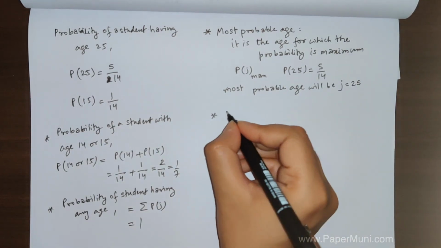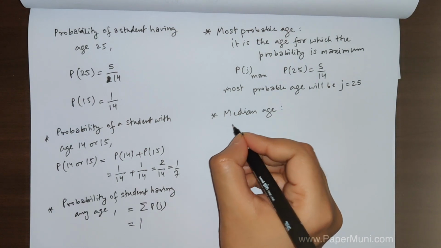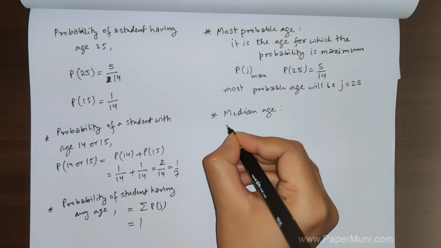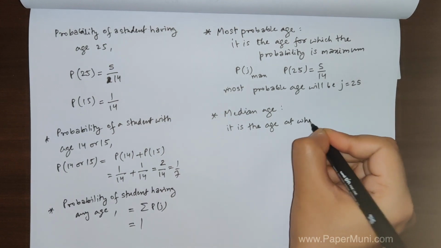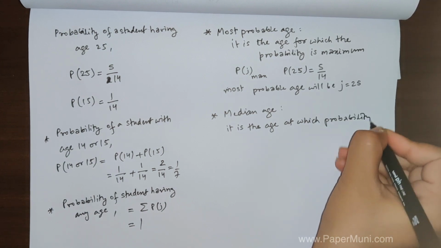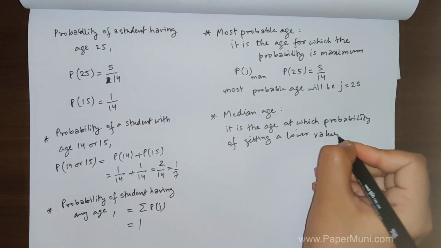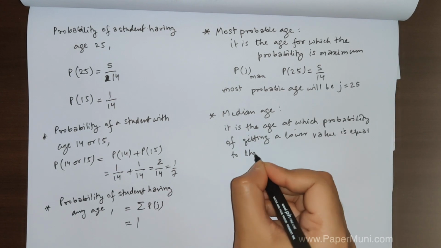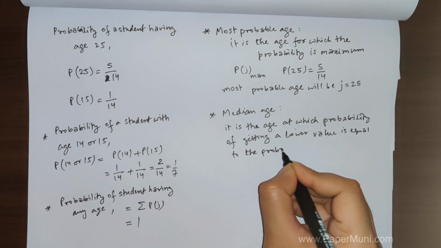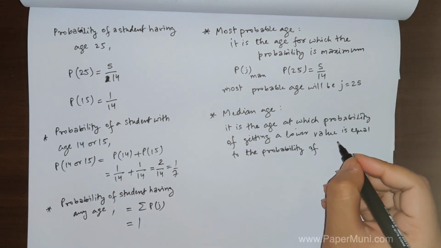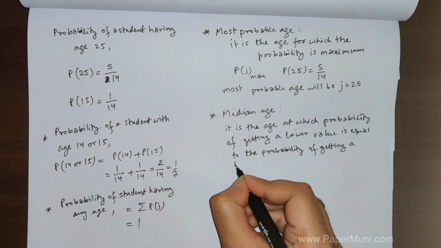Okay. Now, what is the median age? Median age will be the age at which the probability of getting a lower value is equal to the probability of getting a higher value.